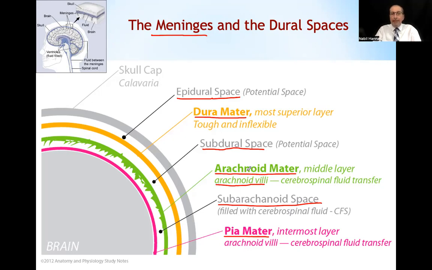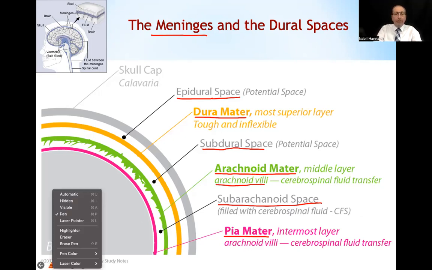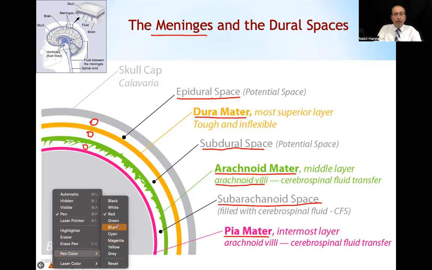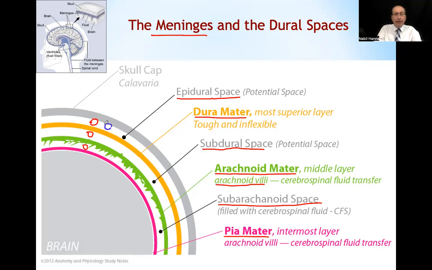So the 3 spaces, the epidural space, the subdural space, and the subarachnoid space, they have blood vessels, arteries, and veins. So let me draw. So in the epidural space, there are arteries and veins. Subdural space, there are arteries and veins. Subarachnoid, arteries, and veins. And let me use blue color for veins. So if any one of these vessels is injured or ruptures, let's start with the epidural space.